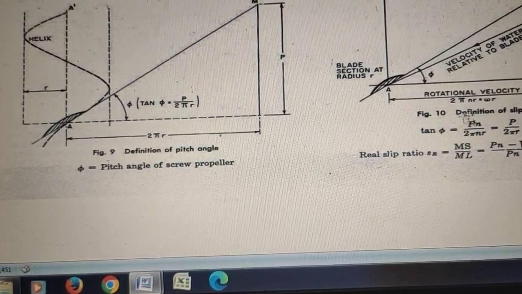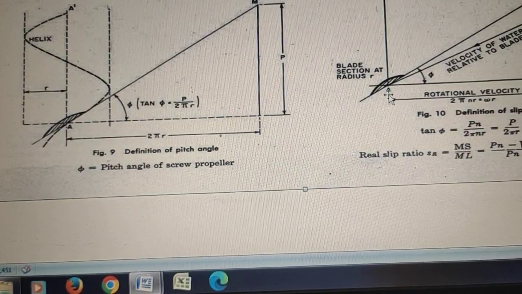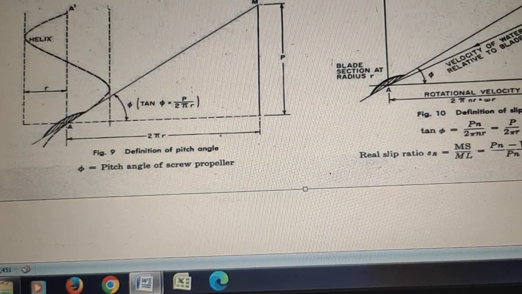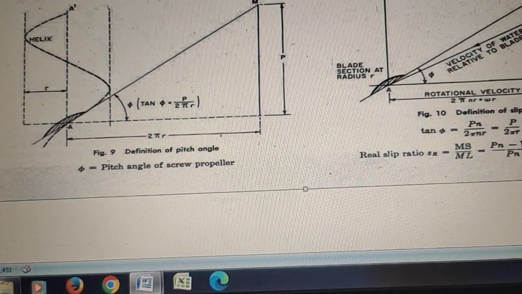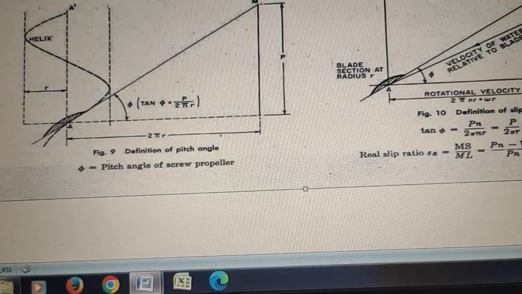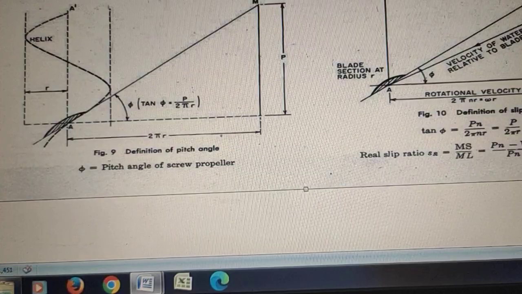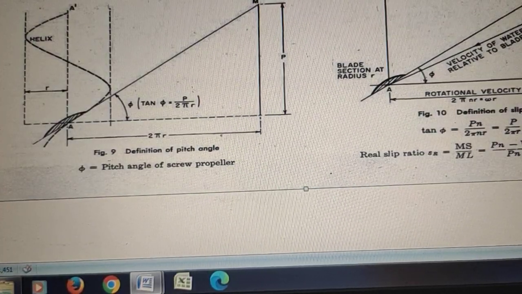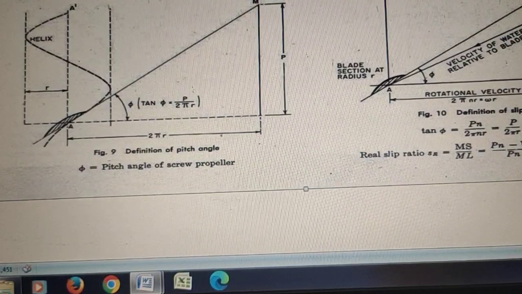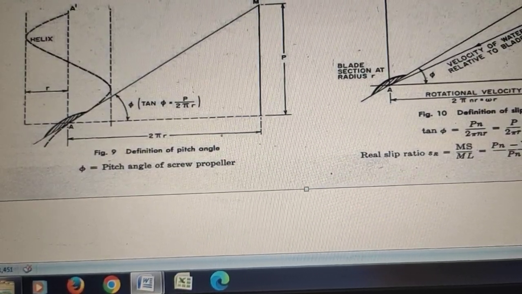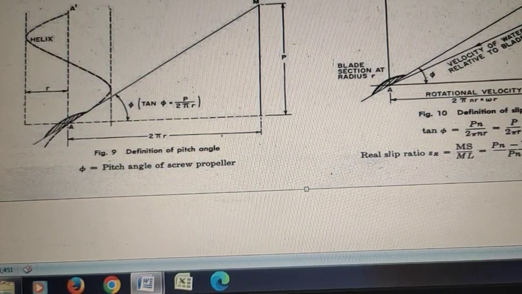But if the screw propeller is being screwed into wood, definitely if you screwed it n times, it will cover p times n distance. But behind the ship, it is screwing the water, so it cannot make the full distance, because there is what we call slip. The water slips. The water is not solid, so we have slip.